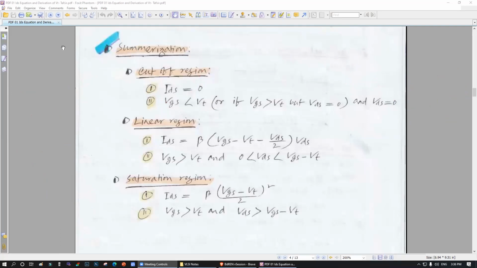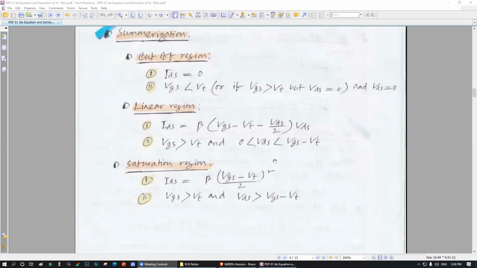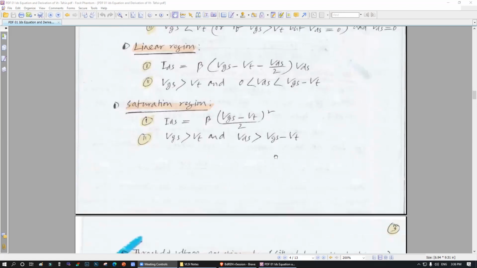So you have to find out. By the way, I can give you some detailed values to find the beta first, right? Then decide what region it is by checking all the conditions. Then you have to use the exact equation for finding out the IDS. Okay, everyone? Remember that. Now the equation of VT, we will learn it later.